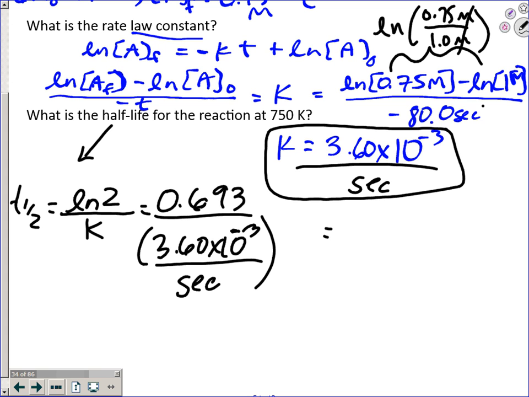Ready when you are. 192. And that is seconds. Let's round that to 3 sig figs: 193 seconds.